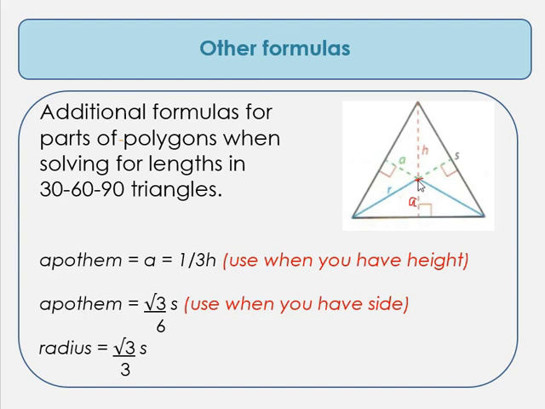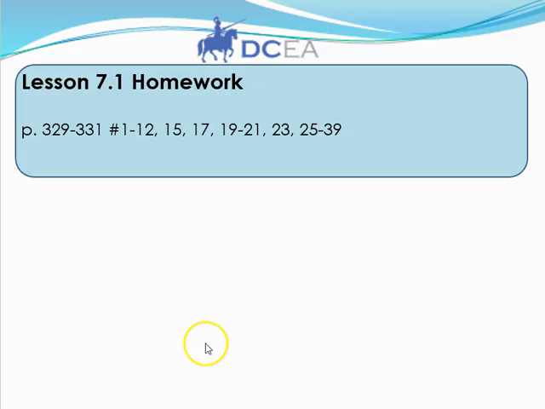So sometimes you'll need to solve for an apothem. You won't have anything but the height of the triangle. Then you can use this formula, A equals 1/3 of the height. Sometimes you'll only have a side length, and so then you can use square root of 3 over 6 times the side length. And sometimes you need to solve for a radius, and all that you will have is a side length. Well, that is square root of 3 over 3 times the side length. So write these formulas and how to use them in your notes. You'll be using them on your homework.